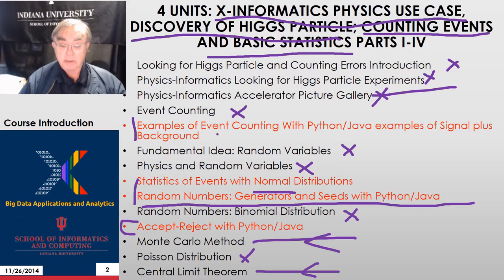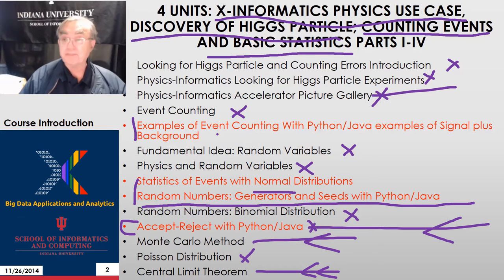We discussed the so-called central limit theorem, which is a critical part of statistics, and the so-called accept-reject method, which is a way of generating things with arbitrary distributions. So that's the physics unit, which is also a reasonably sophisticated discussion of practical statistics. And that's the end of this lesson.